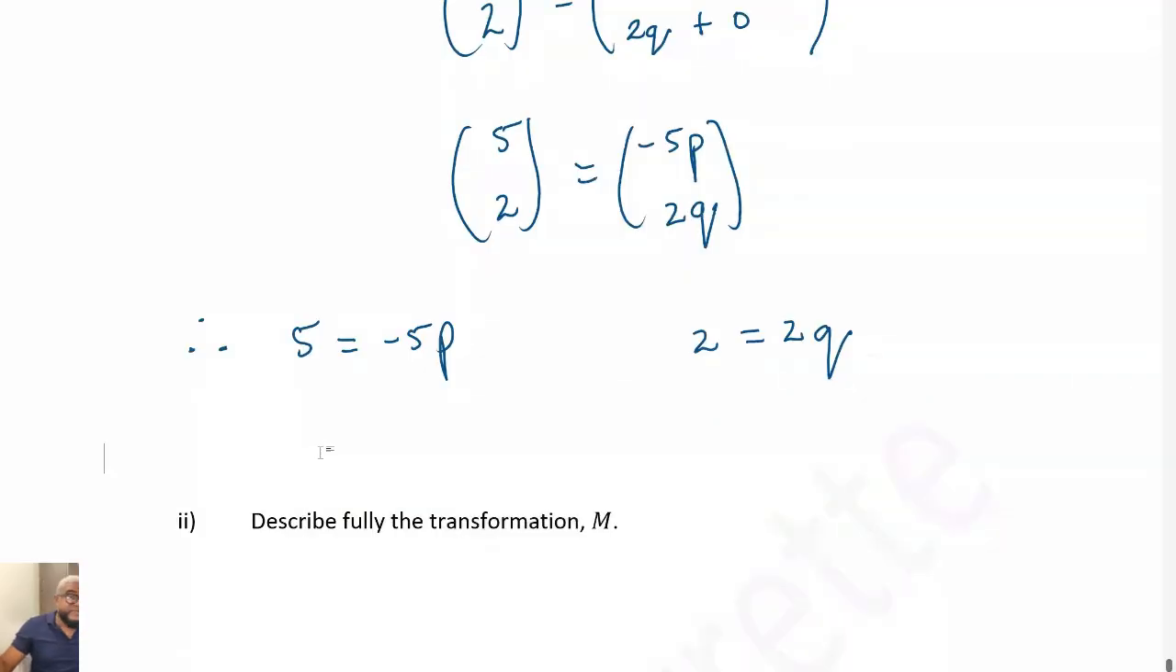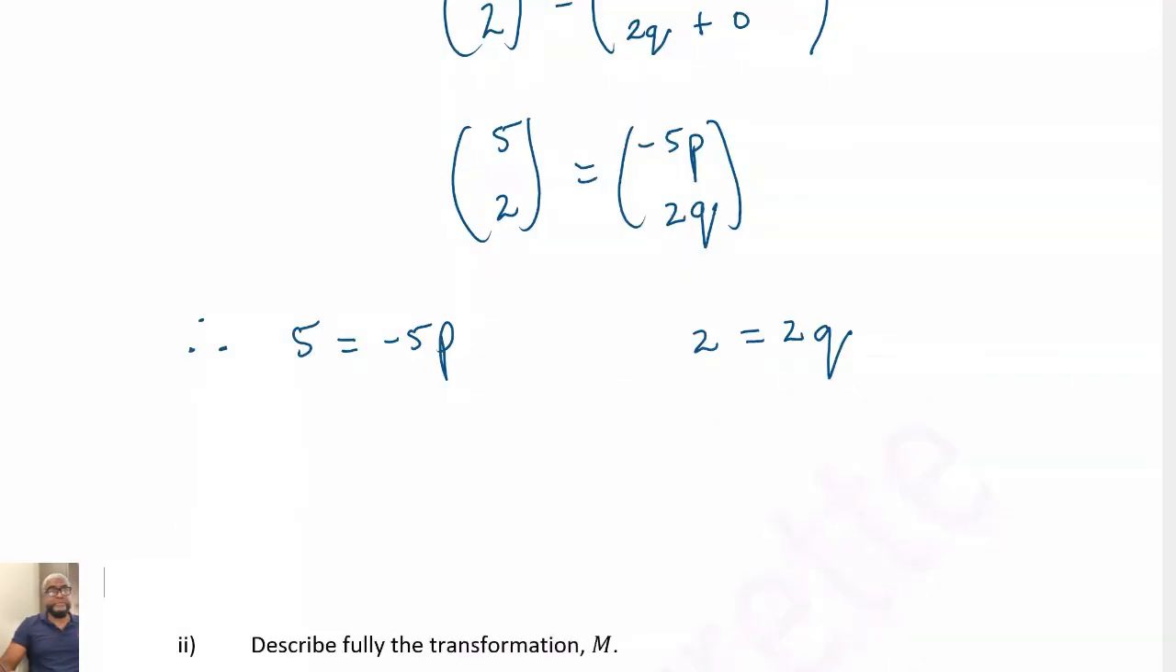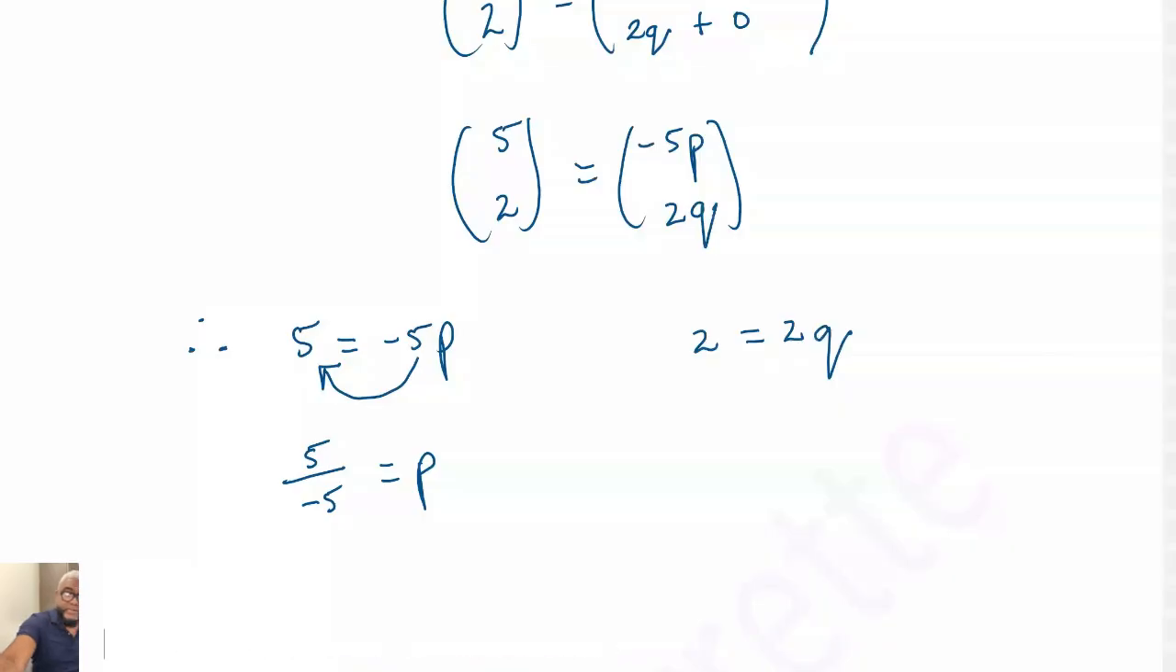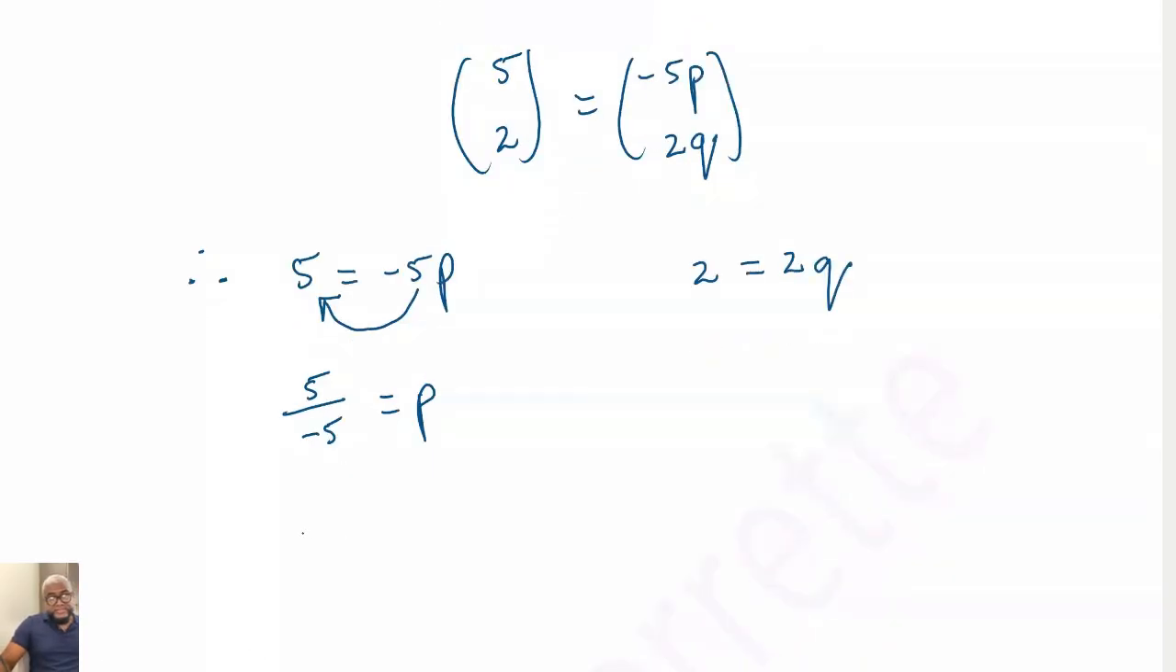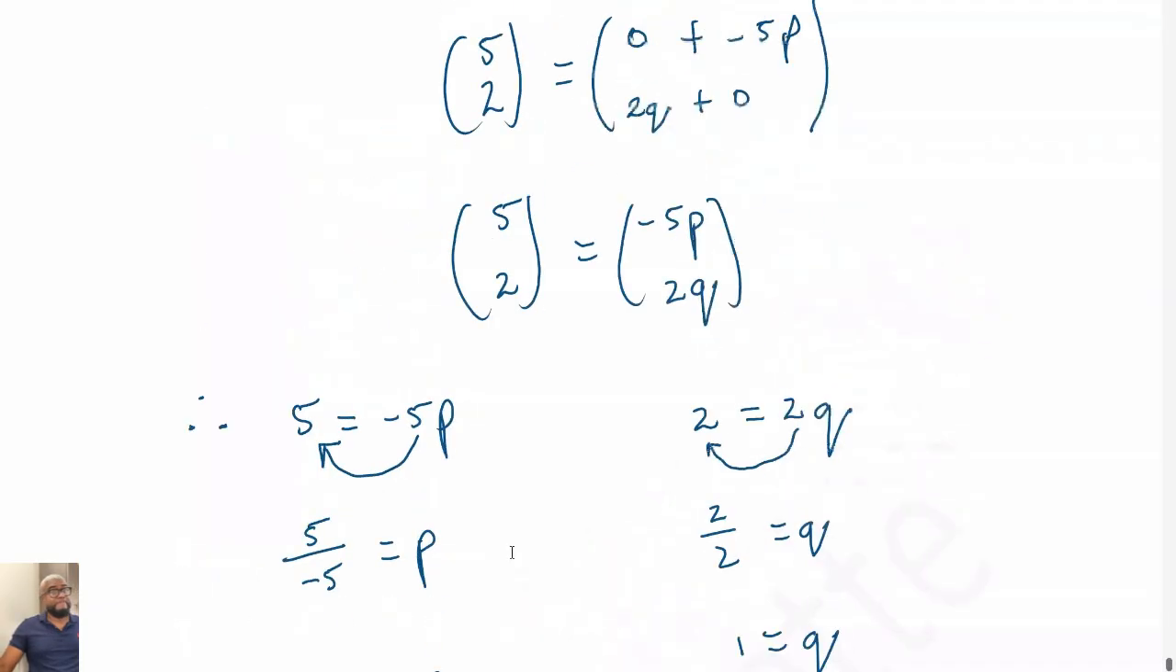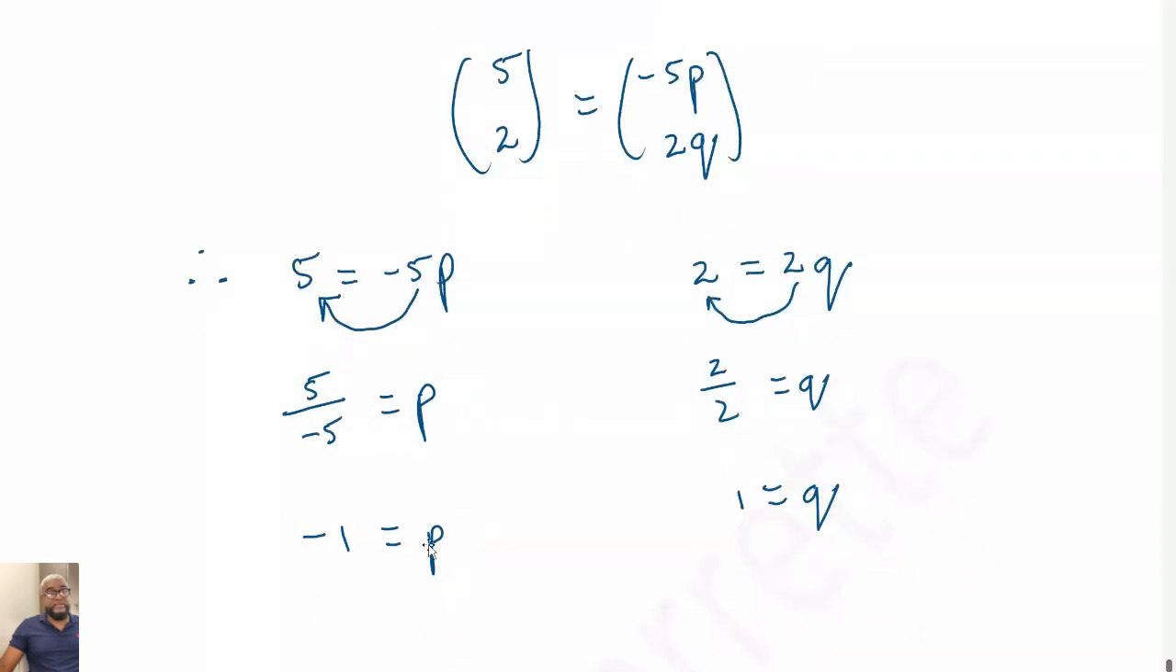So what are we doing here? We need to find P, we need to find Q. What can we do here? Divide. 5 divided by negative 5 is equal to P. What is P? Negative 1. So negative 1 is equal to P. Here, we need 2. So 2 divided by 2 is equal to Q. 1 is equal to Q. Cool? Everybody good there? You've got to find P, you've got to find Q.